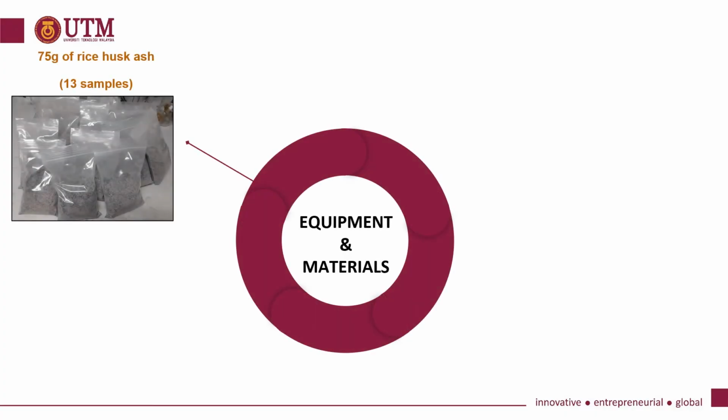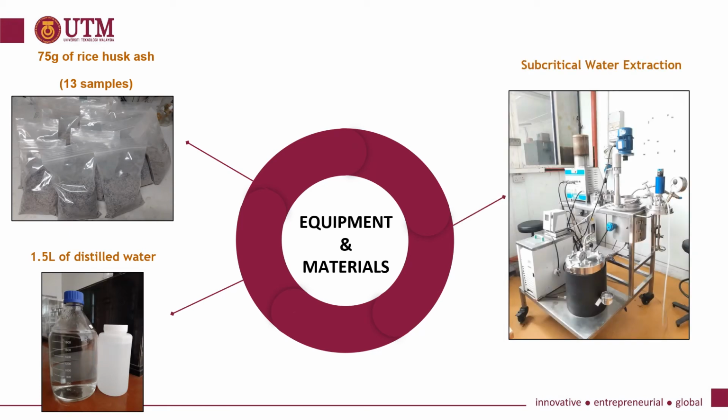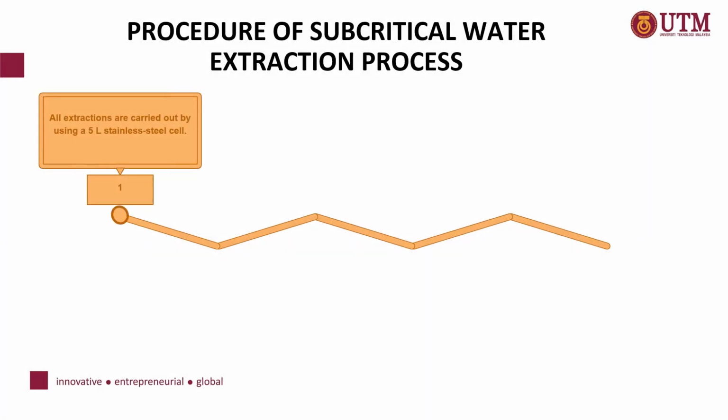Firstly, 75 grams of rice husk ash will be used in this experiment with 13 runs. Next, 1.5 liter of distilled water for each run. And lastly, a pilot scale subcritical water extraction system will be used. All extractions are carried out using a 5-liter stainless steel cell.